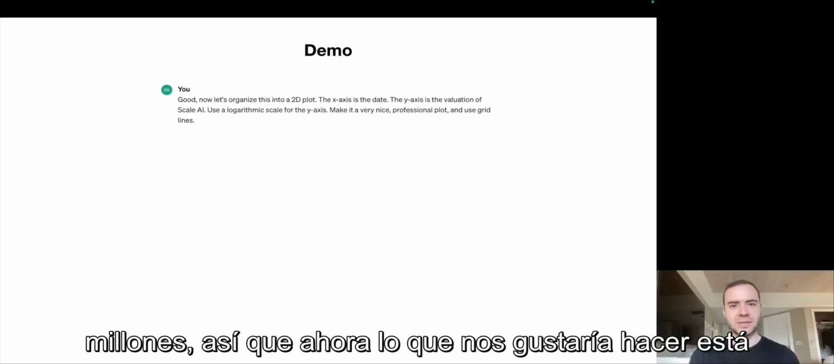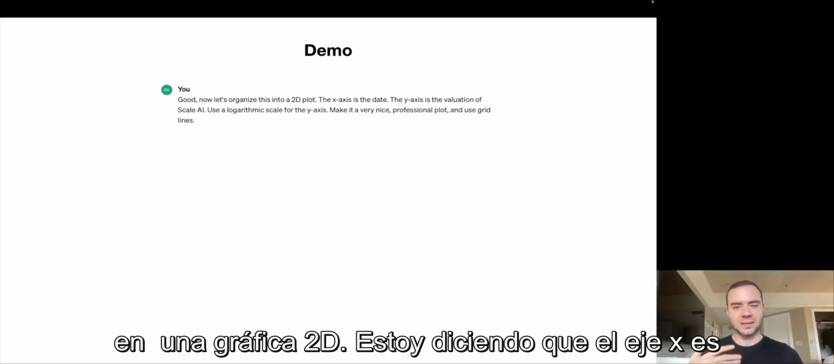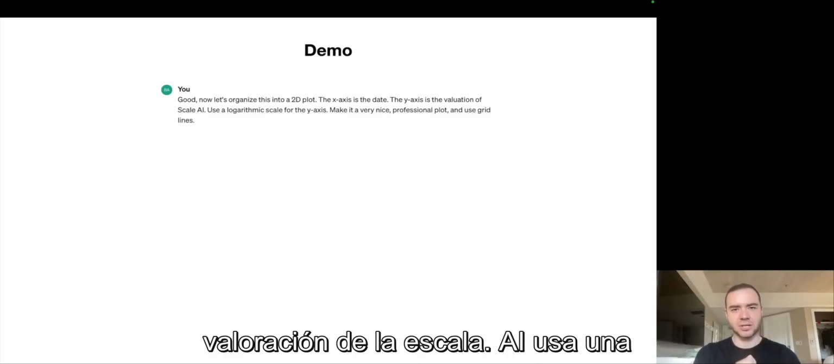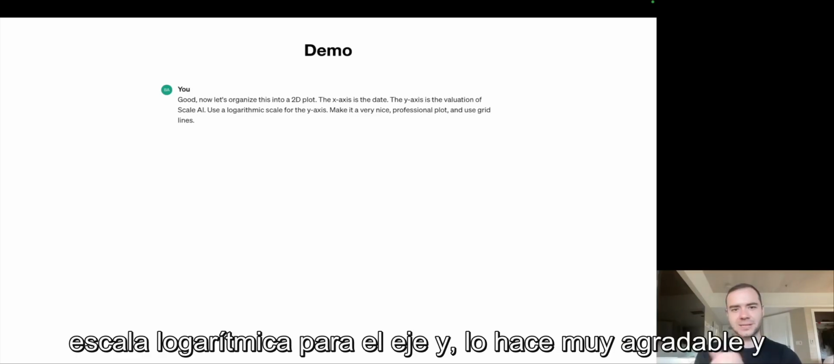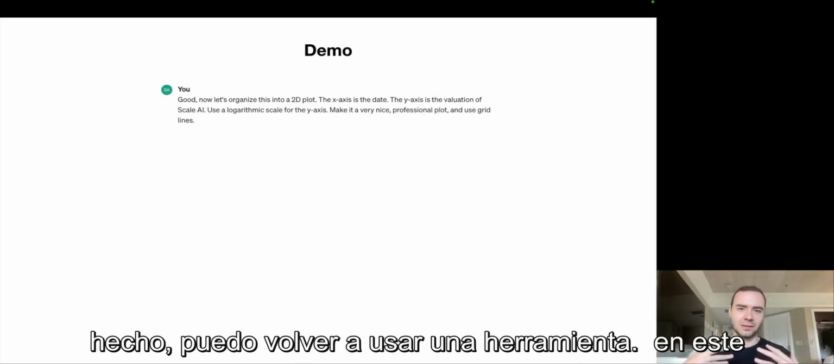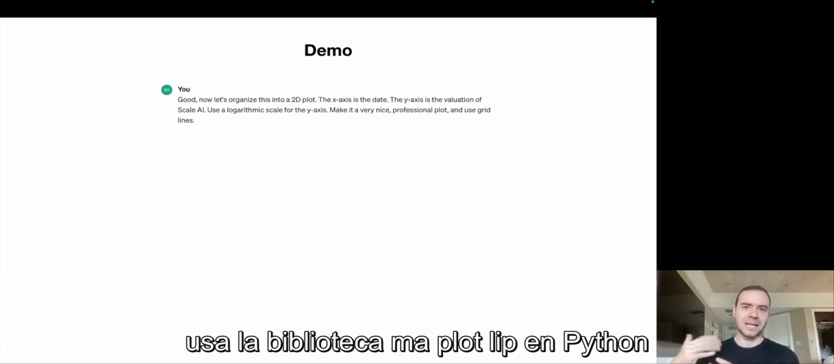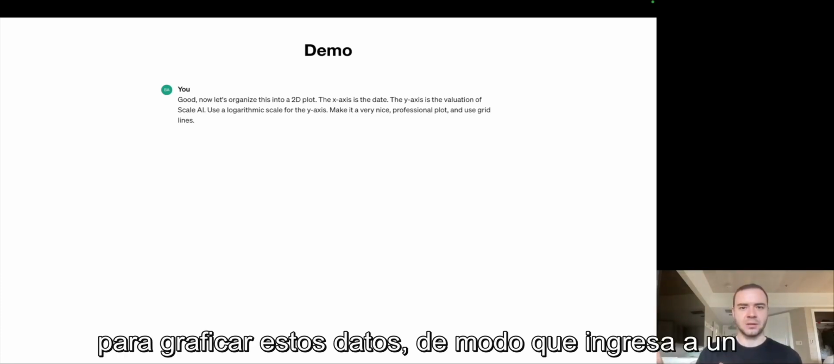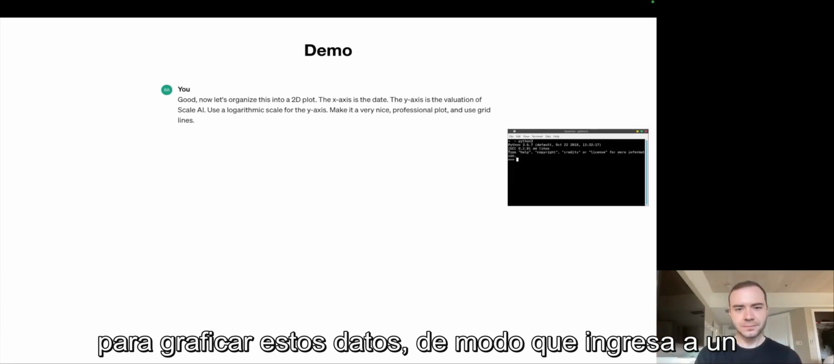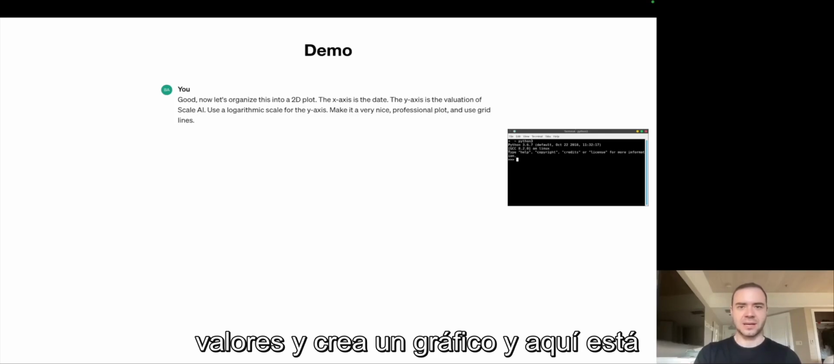So now what we'd like to do is, okay, we have the valuations for all the different rounds. So let's organize this into a 2D plot. I'm saying the x-axis is the date and the y-axis is the valuation of Scale AI. Use logarithmic scale for y-axis, make it very nice, professional, and use grid lines. And ChatGPT can, again, use a tool. In this case, it can write the code that uses the matplotlib library in Python to graph this data. So it goes off into a Python interpreter, it enters all the values, and it creates a plot.